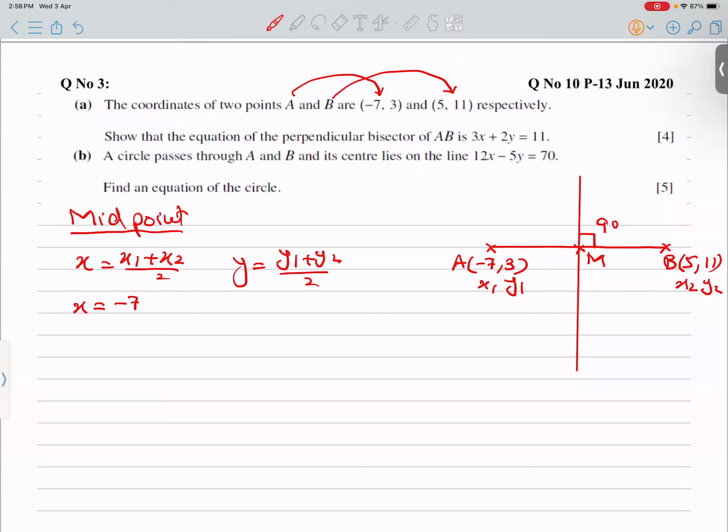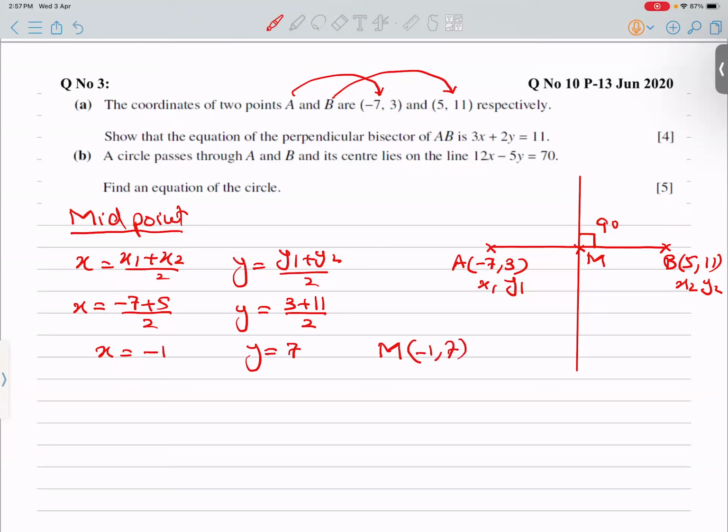X1 is -7, x2 is 5. So -2 divided by 2, -1 is my x coordinate. And what is y1, y2? Very clear, 3 and 11. So 3 and 11 become 14, I got a 7. So midpoint coordinates are coming clear. That is -1 and 7.